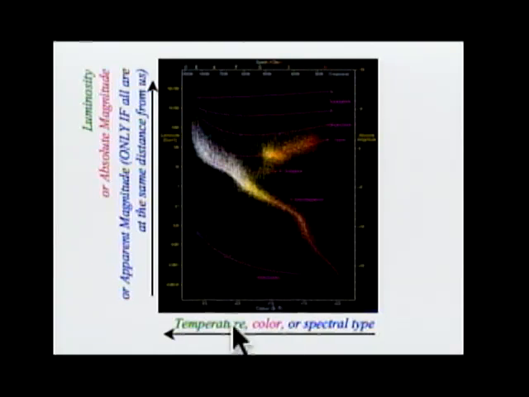Now, notice something funny here. The temperature increases to the left of this plot, contrary to what we usually observe when we plot things. Don't ask me why, it just is. All right? Astronomers like to do things in funny ways.